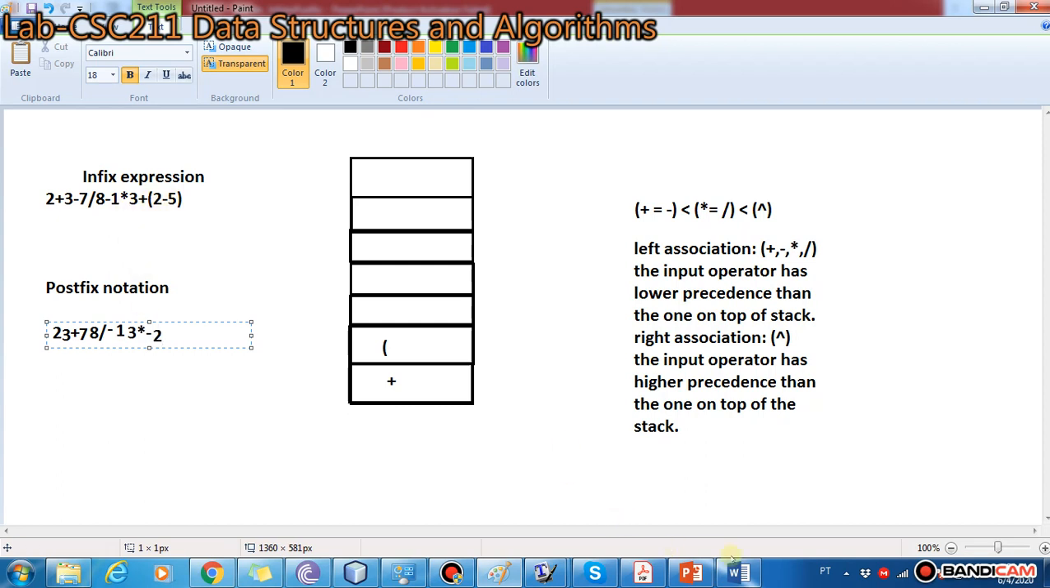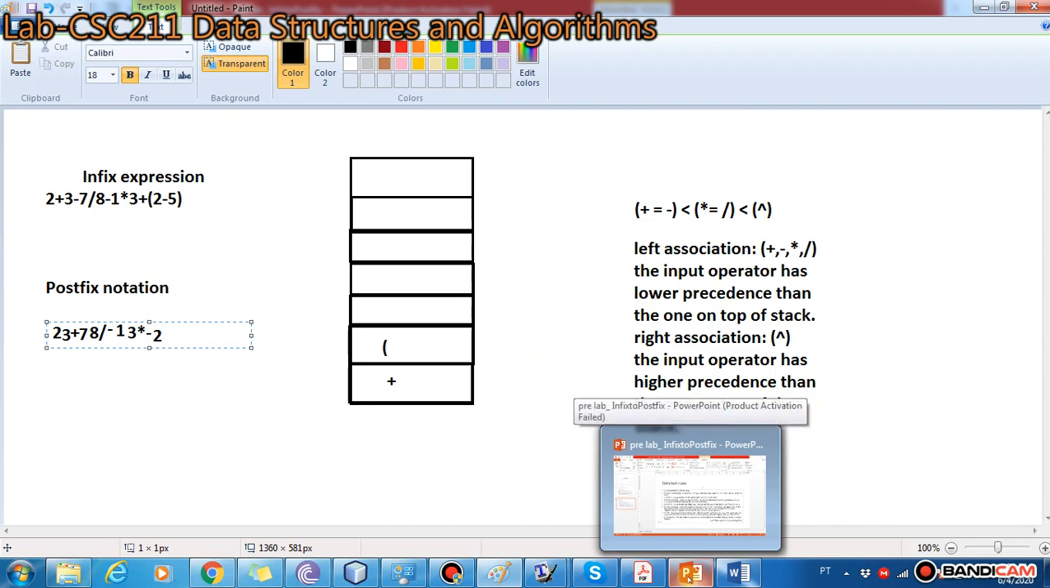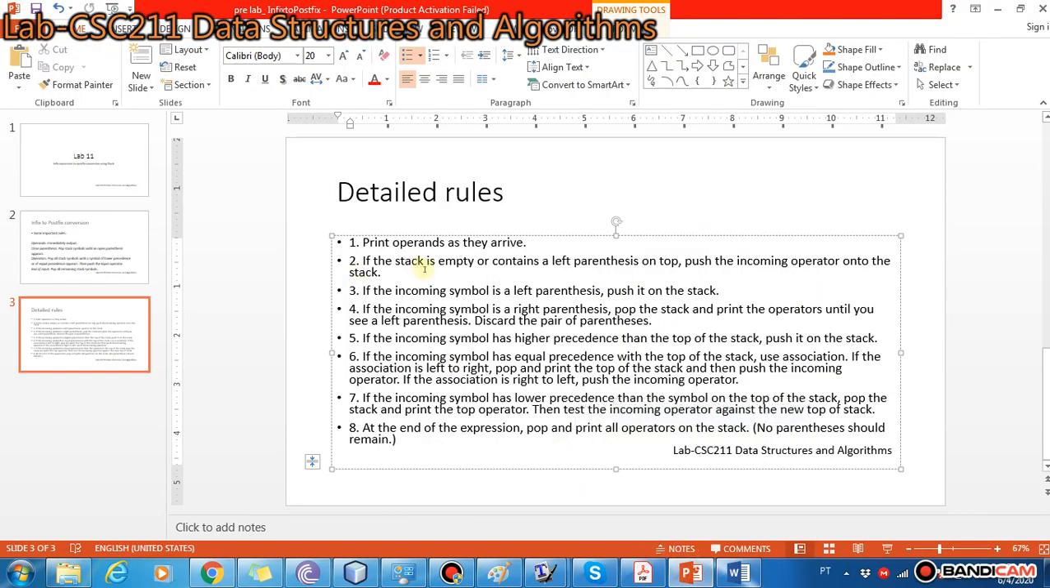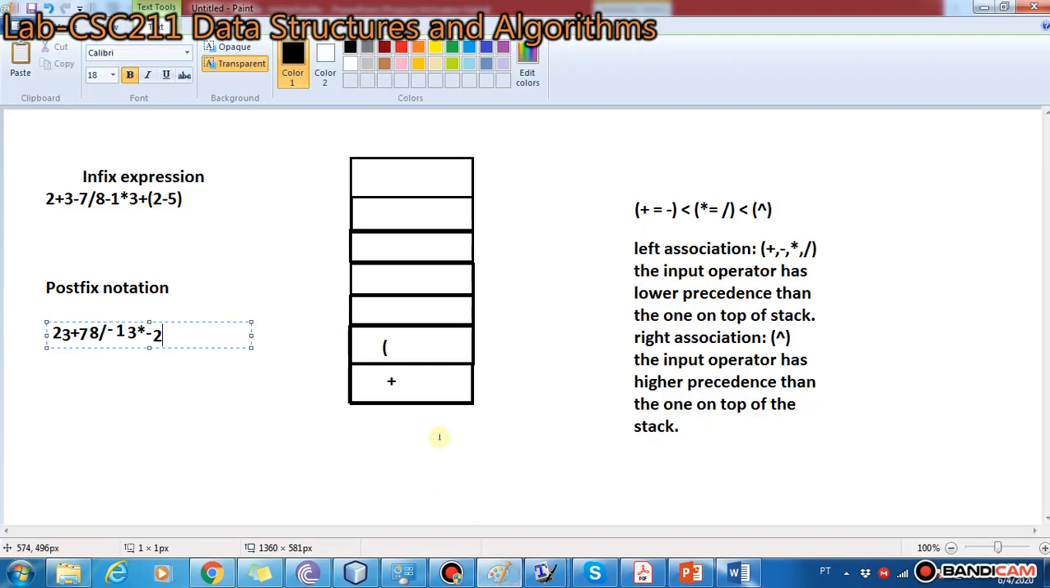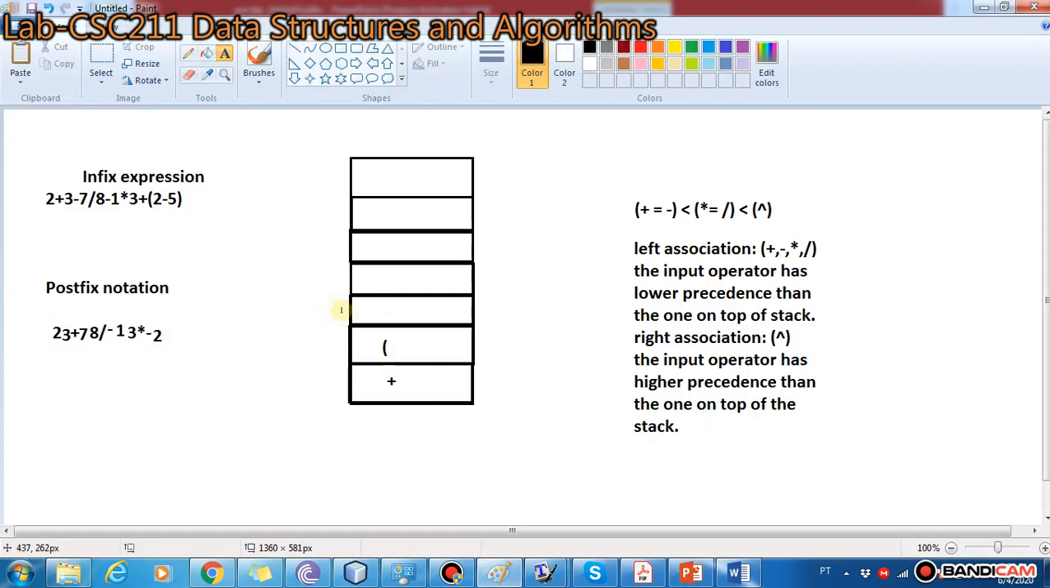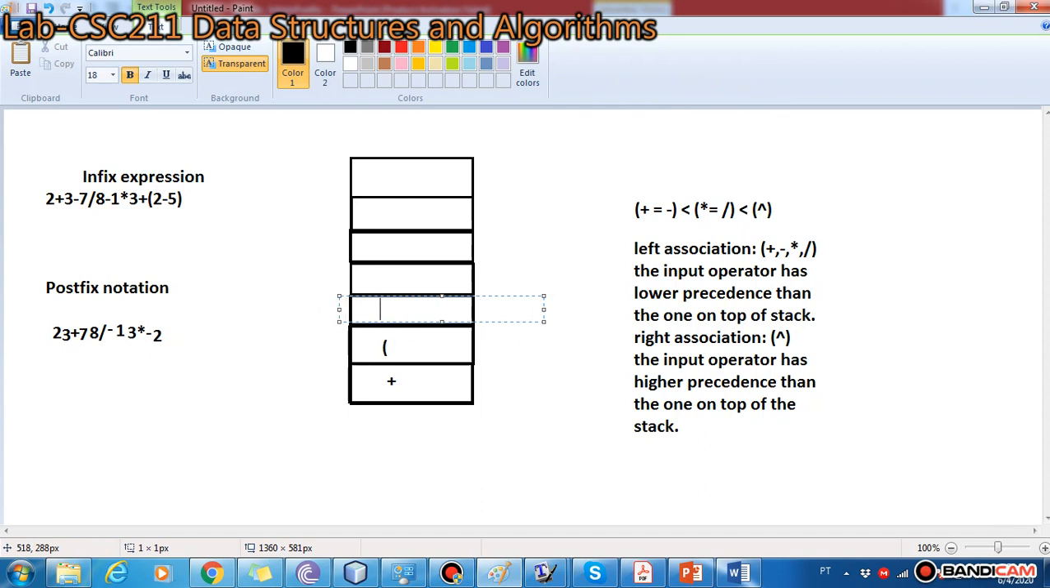The rule suggests here, if you see, if the stack is empty or contains a left parenthesis on top, push the incoming operator onto the stack. In this case the stack is not empty, but it contains a left parenthesis on top, so we will just push this minus here. Okay, then there is 5. This 5 will be output to the output string.